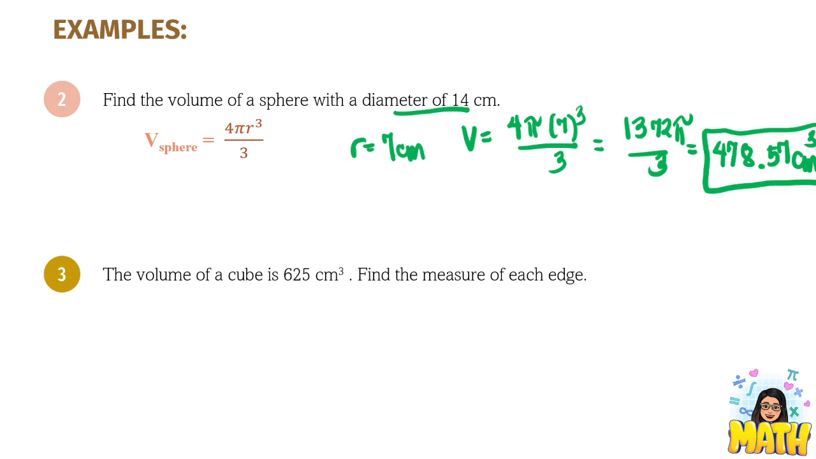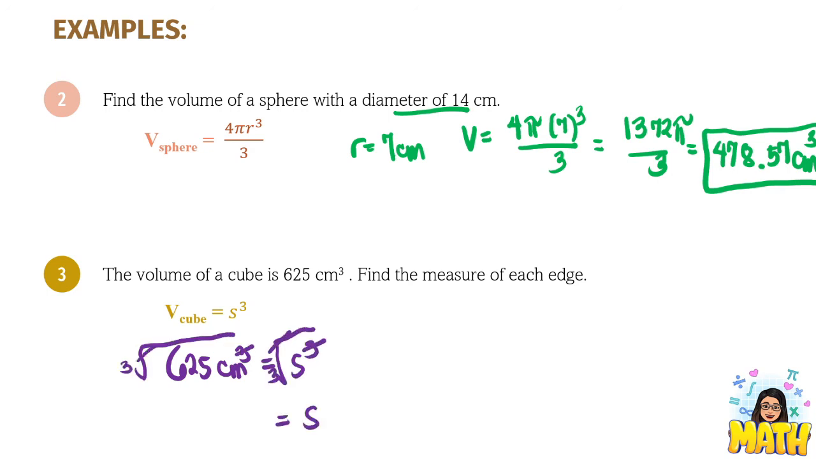And the last example, the volume of a cube is 625 cubic centimeters. This time, let's find the measure of each edge. Using the formula s cubed, we need to get the value of each edge equal to s. So let's just substitute the given volume and find its cube root. To extract this, the cube root of 625 is 25 centimeters. So this is how we use the formula of a cube to find its edge.